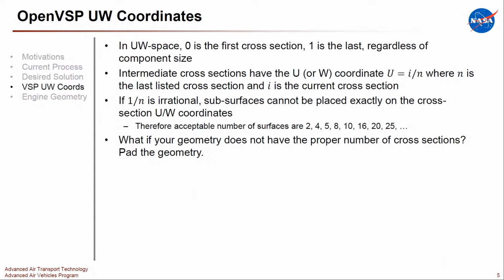And as long as 1 over N is rational, you're fine. If it's irrational, you can't place subsurfaces directly on top of the cross sections. So it limits you in how many cross sections you can use. Actually, cross sections 2, 4, 5, 8. It goes on, but you get the idea. And if you don't have exactly 16 or 20 cross sections, you can just add more cross sections to the start or the end in order to pad the number of cross sections you have and get the UV spacing where you want it to be.